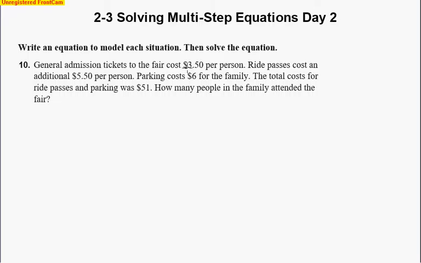Let's underline that. It says ride passes cost an additional $5.50 per person. Parking costs $6 for the family, and the total cost for the ride passes and parking, so ride passes and parking, was $51. How many people in the family attended?